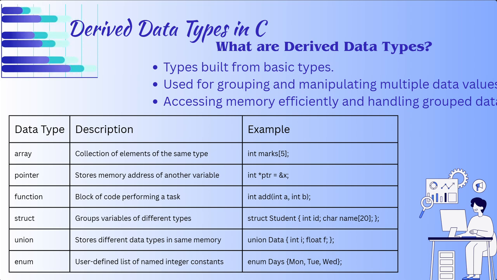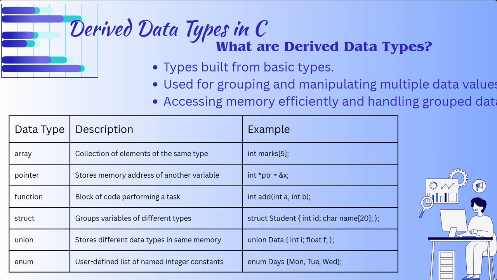Functions. A function is a block of code performing a task. Int add(int a, int b). Here add is the function name, int is the return type of the function, and within the parentheses we have the parameter list, which consists of two arguments, int a and int b.